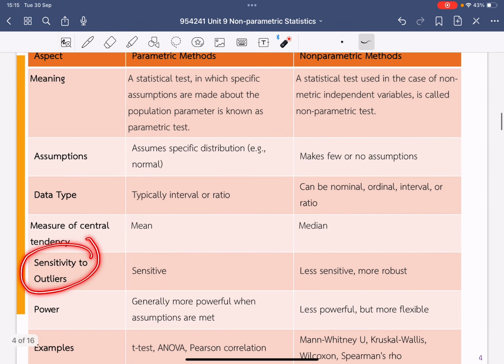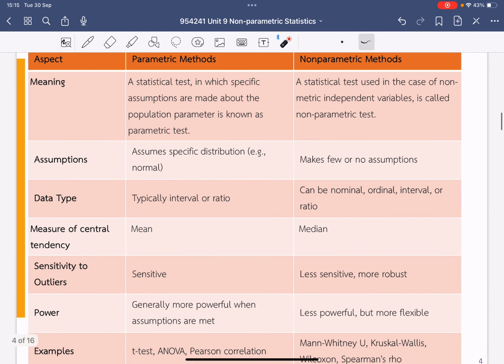And sensitivity to outliers. For parametric methods, it's really sensitive because we use mean. If there is one outlier, then it could change the mean. For non-parametric methods, we use median, so it is less sensitive and more robust.